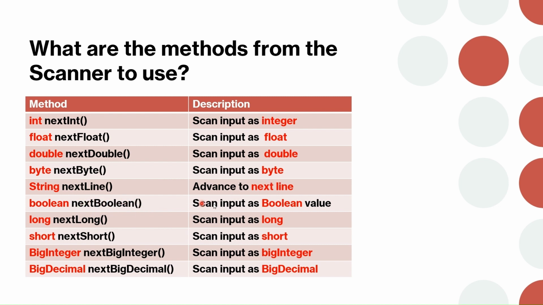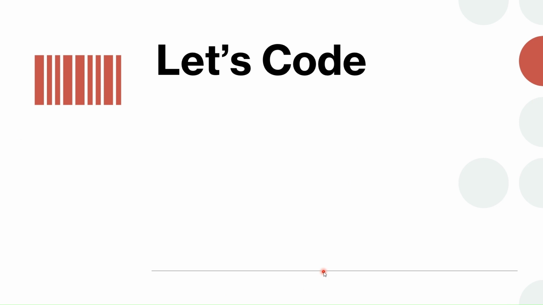String nextLine to advance to the next line or to read whatever is in the line, either it's a string or whatever. Even if you put a number, it will be read as a string. Boolean nextBoolean to scan input as a boolean value. Long nextLong to scan input as a long. Short and BigInteger, BigDecimal. You can stop the video here so you can read it carefully. And let's do some coding in IntelliJ.